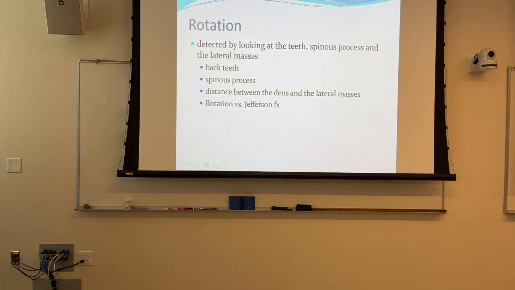So we're going to look at rotation by looking at the teeth and where they are in relationship to the odontoid process. So the back teeth, the spinous process, the distance between the dens and the lateral masses. Any kind of rotation, if your ER doc or your radiologist is in a hurry, might look like a Jefferson fracture. A Jefferson fracture may look like rotation, and that second is a more significant issue.